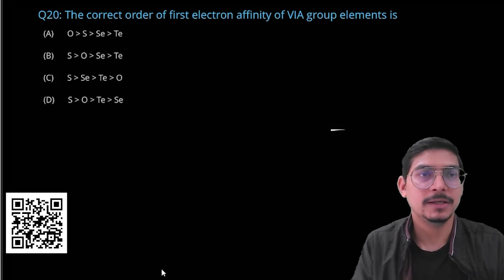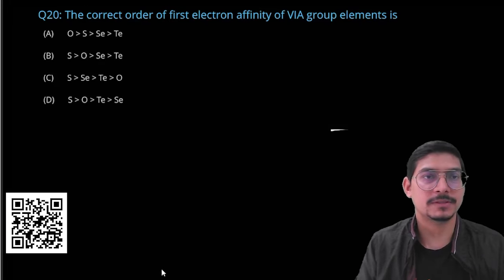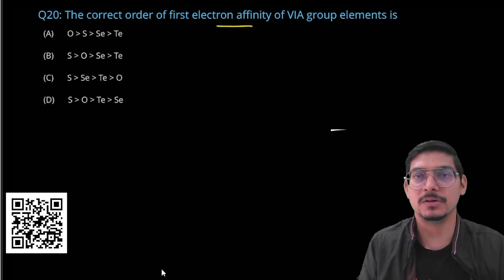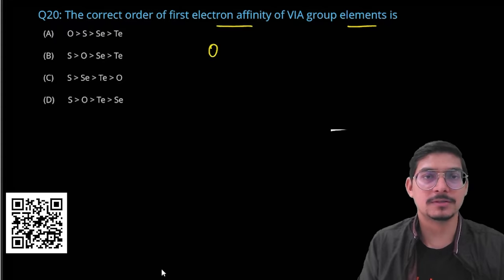Hi everyone. In this question, we are given 4 elements from group 16 of the periodic table, and we have to tell what is the correct order of the first electron affinity of these elements. The elements are oxygen, sulfur, selenium, and tellurium.